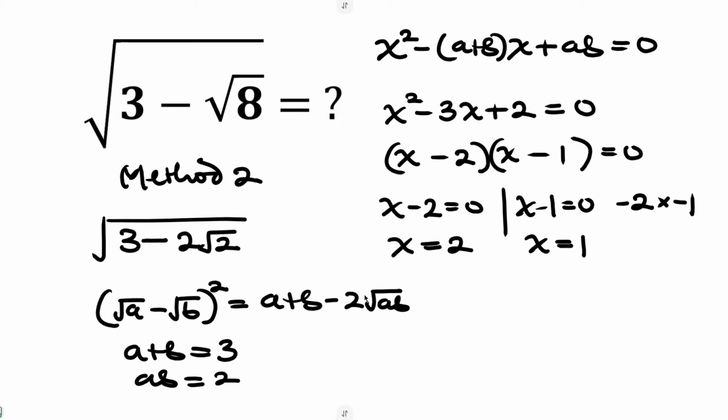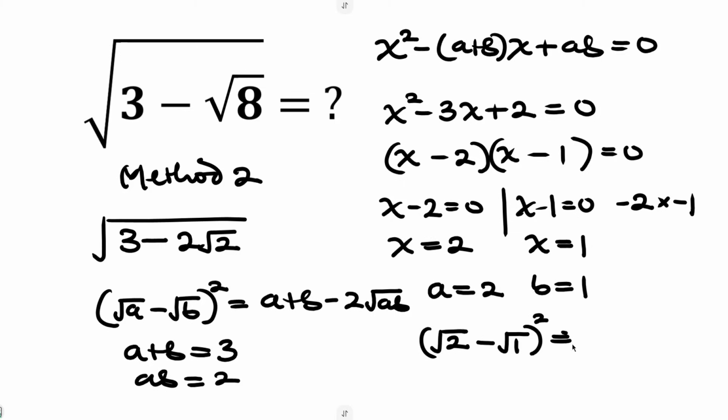Now let's come back to this identity. Whatever we have here must be positive. And for this to be positive, the square root of a must be bigger than the square root of b. That means the value of a must be bigger than b. So we're going to say that a is the bigger value, that is 2, and b is the smaller value, that is 1. Now let's put them back here. So we have the square root of a, which is 2, minus the square root of b, that is the square root of 1, all raised to the power of 2.